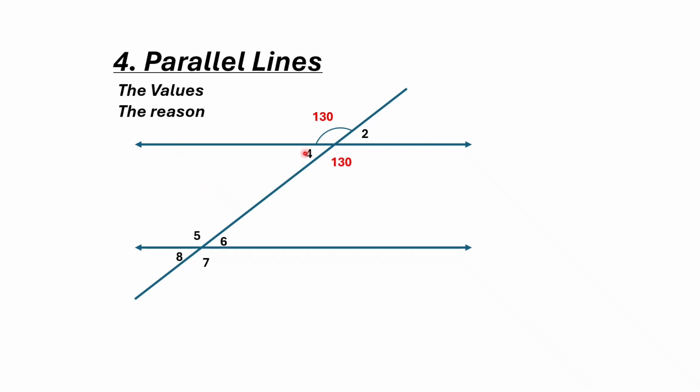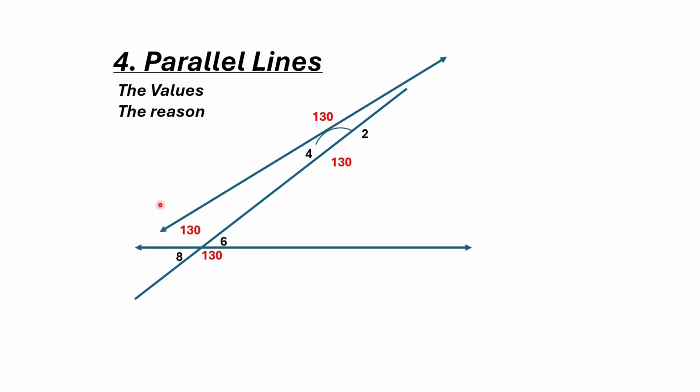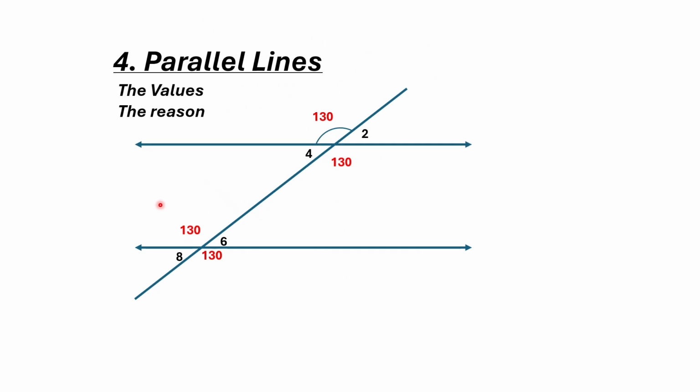Now, if we look at 4, 4 is very small. 6 and 8 are very small. With common sense, 5 and 7 look like these two, so they are also 130. Now, if we look at the straight line, the angle in a straight line is 180. So we can find 2 by doing 180 minus 130, and we can find 4 because it's equal to 2. They are vertical angles.